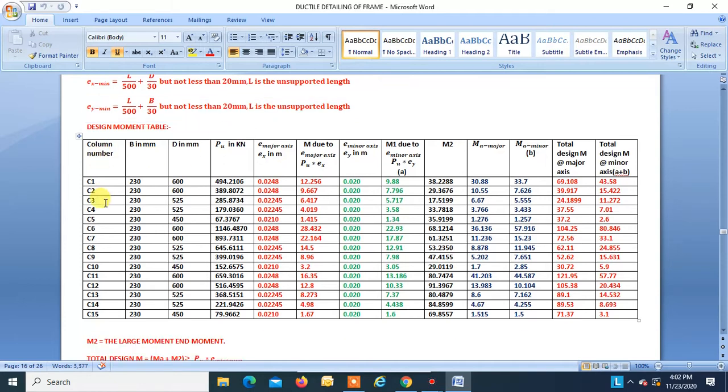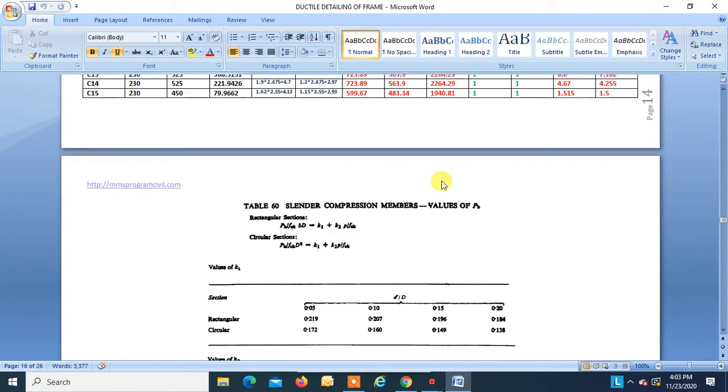Okay, so column number, width of column, depth of column, axial load in column, EX is found from this formula, that is about major axis. And this is the minimum moment which we have to consider. PU into EX, this is PU, right? If your design moment is found to be less than this, then you have to at least take this moment, right? Now EY is found by this formula. This is PU into EY. M2 is the larger moment. Okay, so let us see this table.